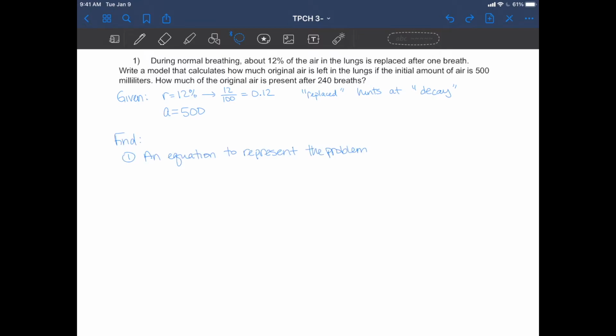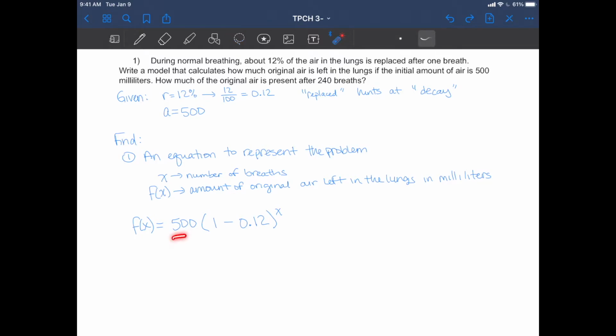The first thing was to find an equation that represents the problem. It says write a model that calculates how much original air is left in the lungs. So we're going to write an equation that represents the problem. Sometimes rewriting or reframing the question can help you find it. So if I say x is the number of breaths, and f of x is the amount of original air left in the lungs in milliliters, then this is the formula that I'm going to put together.